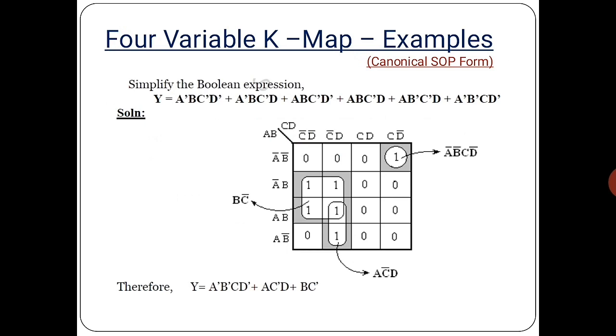So the term a bar b bar c d bar will be kept as it is. It cannot be grouped with any adjacent cells. We do not have the chance to group as a pair or a quad. And also we have the chance to group as a quad in this particular case. So we can finally get b into c bar as the final simplified min term for the particular quad grouping. We can get a into c bar into d for the particular pair grouping.